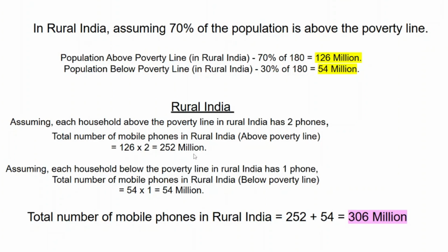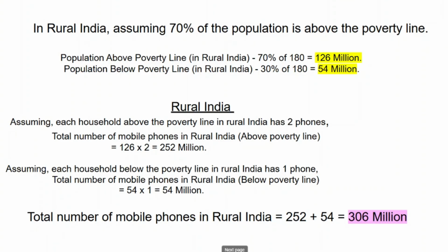Similarly, for people who are below poverty line, let's assume that they have just one phone, out of 5. So, that gives us the total number of households below poverty line into the average number of phones, which is 1 in that household, which is 54 million. Total, combining 54 million phones. Combining these two, it would give us the total number of mobile phones in rural India, which is 306 million.